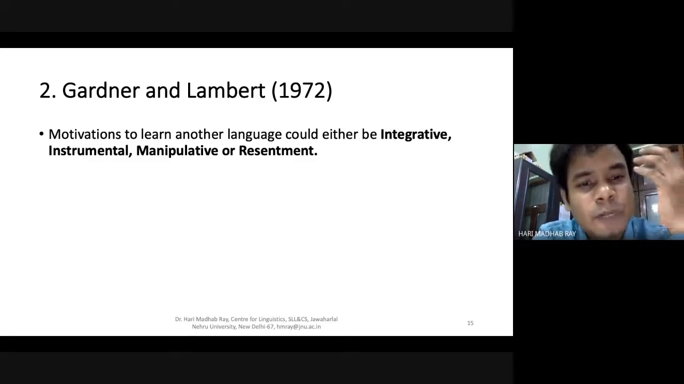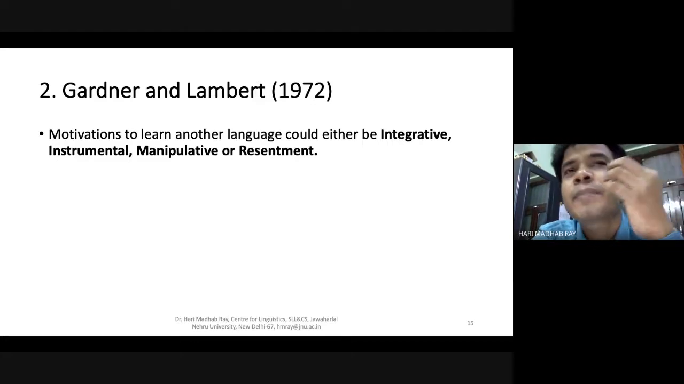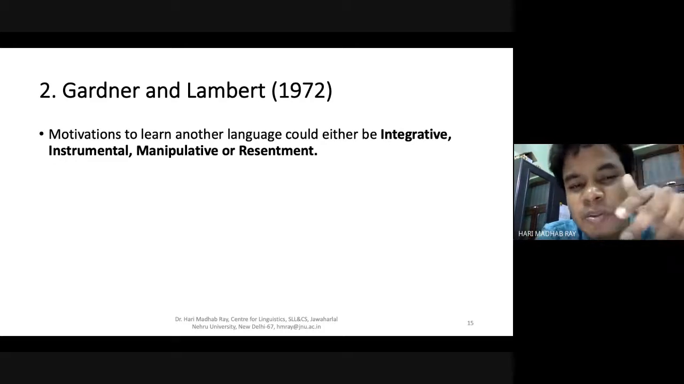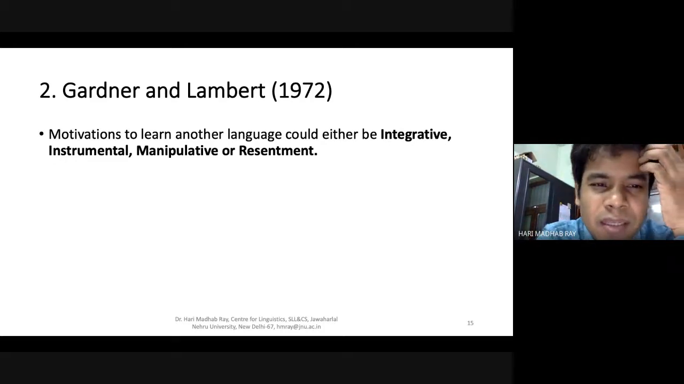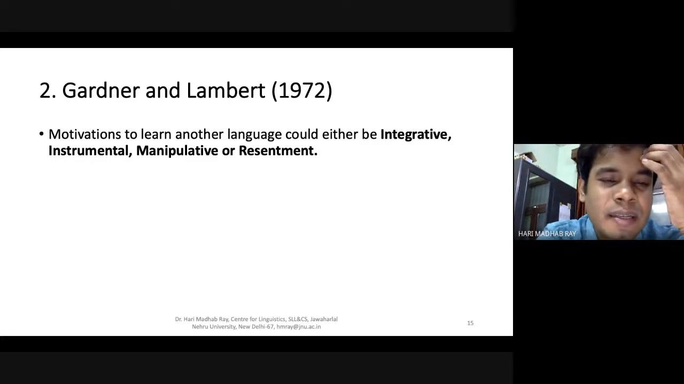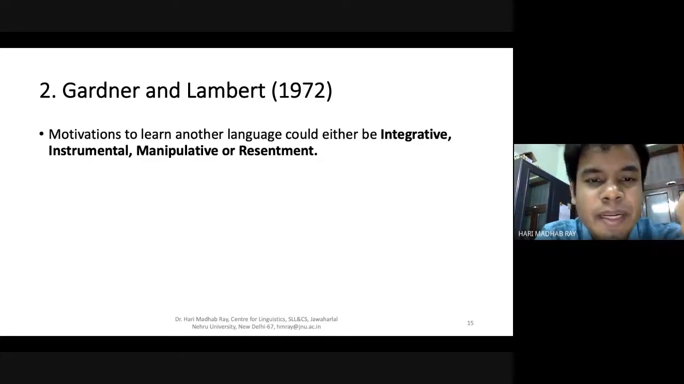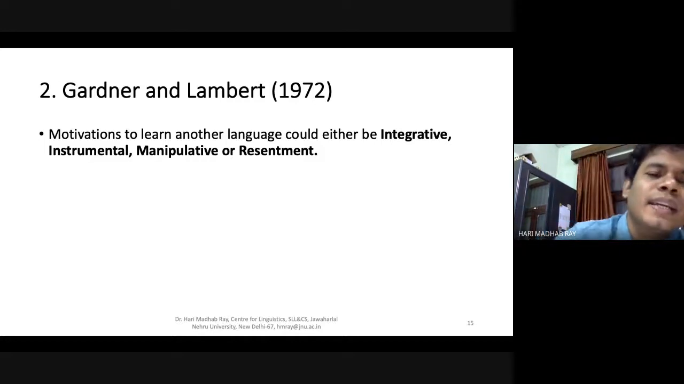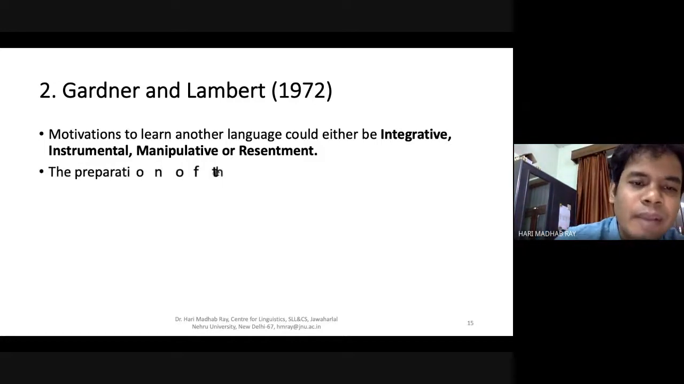People may have instrumental motivation. What is that? Instrumental motivation is something like, as we had seen, only passing a particular examination, or maybe getting a certificate, and other kinds of instrumental things. And manipulative or resentment, as I already told you, is that maybe you were sent to another country as a spy, or spying on other nations, or doing some other kind of things. You may have different kinds of motivations for learning a different language.